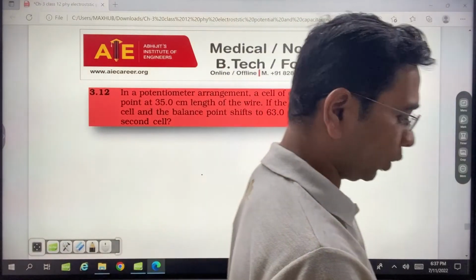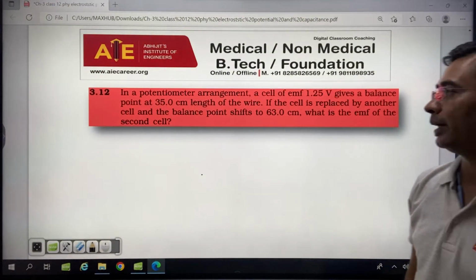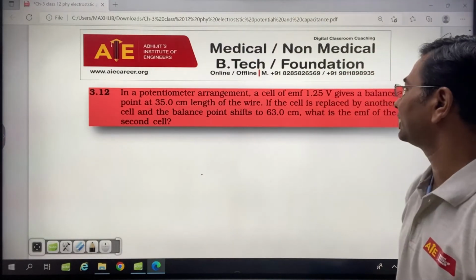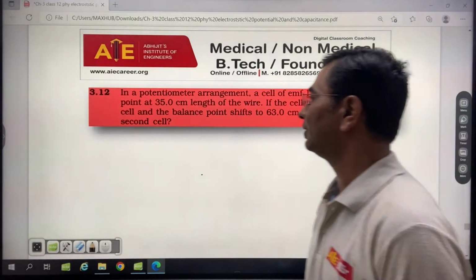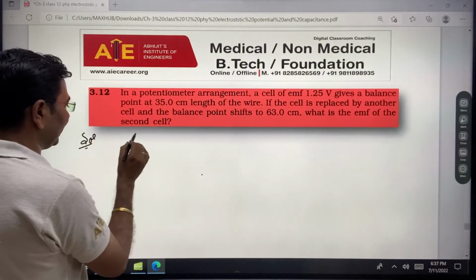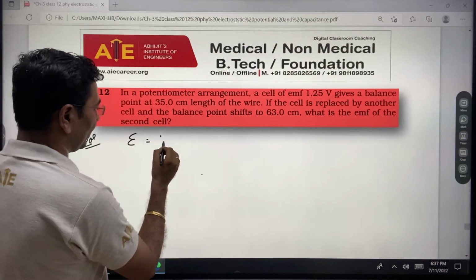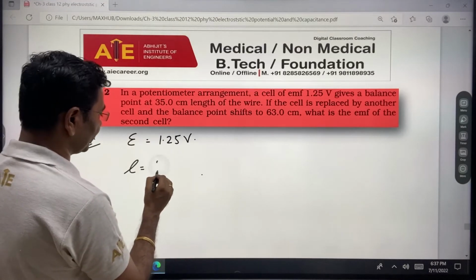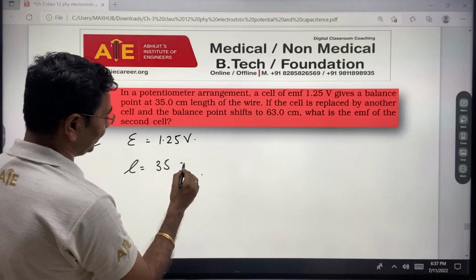ये आपसे पूछा गया. So दो केस है यहाँ पे, right? Just go through it. That's got 2 cases. So in a potentiometer arrangement, a cell of EMF इतना gives a balance condition of length this. So EMF दे दिया हमें. So पहला केस के लिए मेरा जो EMF है, and that is 1.25 volt, where my length is equal to the balance condition is 35 centimeters.